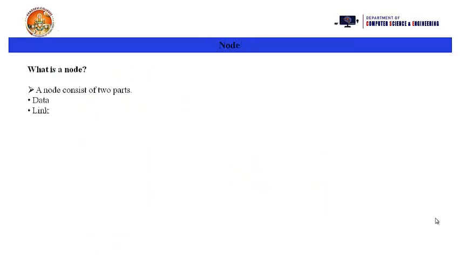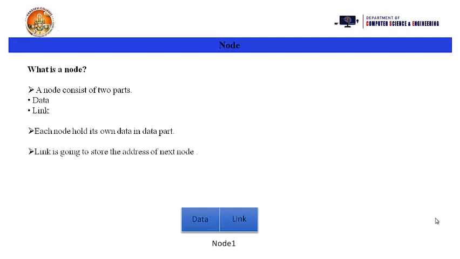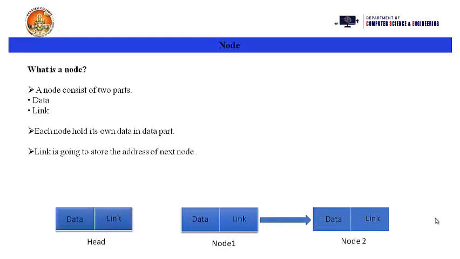A linked list is a collection of nodes. Then what is a node? A node consists of two parts, data part and link part. In the data part we store the information, and in the link part we store the address of the next node. To maintain this linked list we have a head node, and the head node's link part stores the address of the first node.